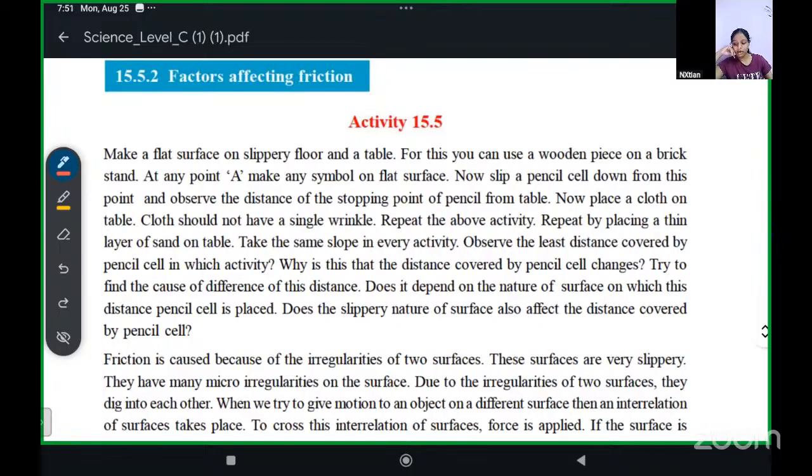Now, here, what they've done is that they have made some different kinds of surfaces. Okay, they made various surfaces here, and then they've rolled the pencil cell, and they are checking what its motion, what its movement is on these different surfaces. Does it depend on the nature of the surface on which the pencil cell is placed? Does the slippery nature of the surface also affect the distance covered by the pencil cell?